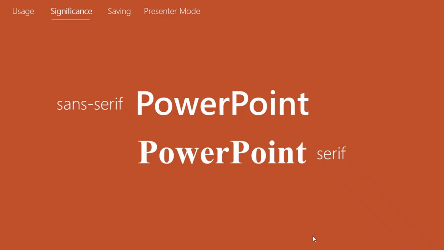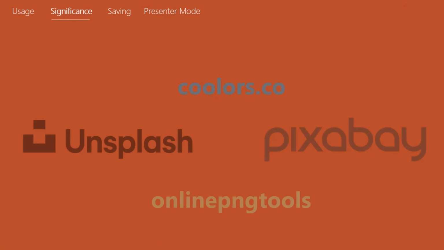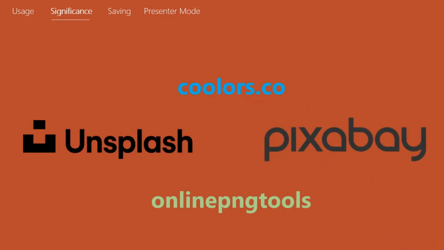And here are some useful websites to enhance your presentation. Colors.co is a website that generates colors that you can use. Pixabay and Unsplash contain free stock images such as the one we used before, and Online PNG Tools contains tools for editing images such as the color, saturation, contrast, and such.